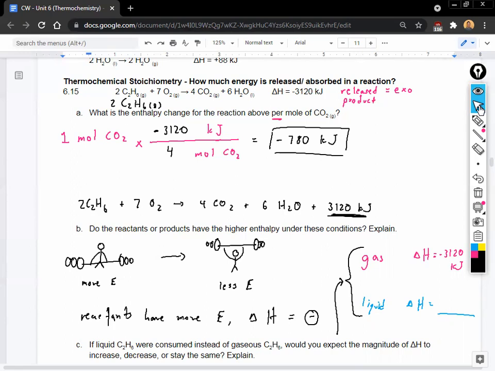Okay, let's come back together and discuss this. So who thinks that the delta H will increase? Be loud, not loud and proud. Raise your hands high. It will require more energy. Yes. Okay, so Ethan, why do you think the magnitude of delta H will increase?